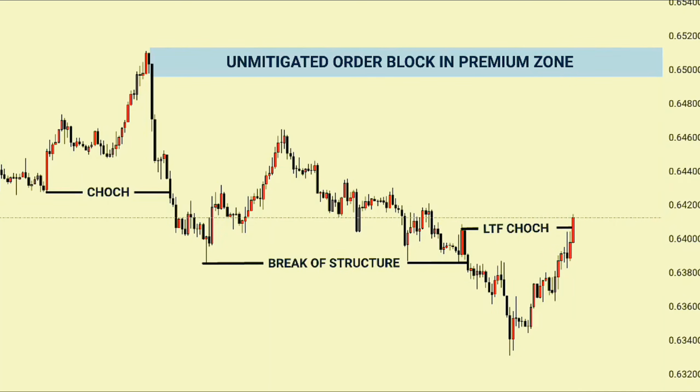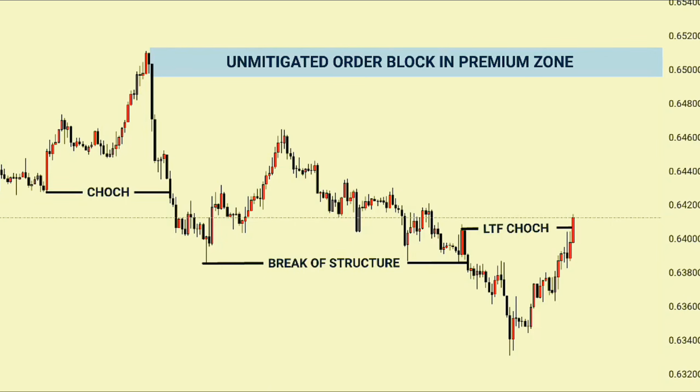This is the first sign that selling pressure is becoming weak. This moment shows that buyers are starting to enter the market with strength. Before this point, the price was making lower highs and lower lows, which shows bearish control. Here, the price breaks the previous lower high, which is the first signal of a possible direction change.